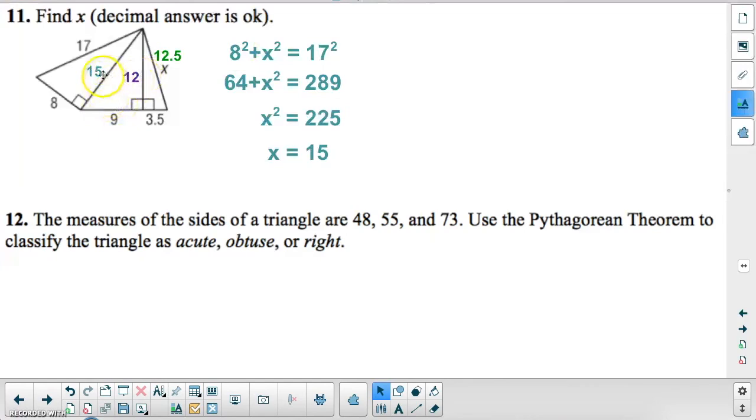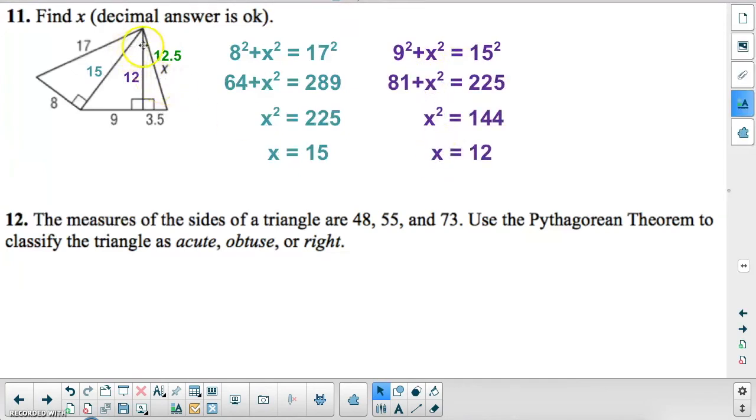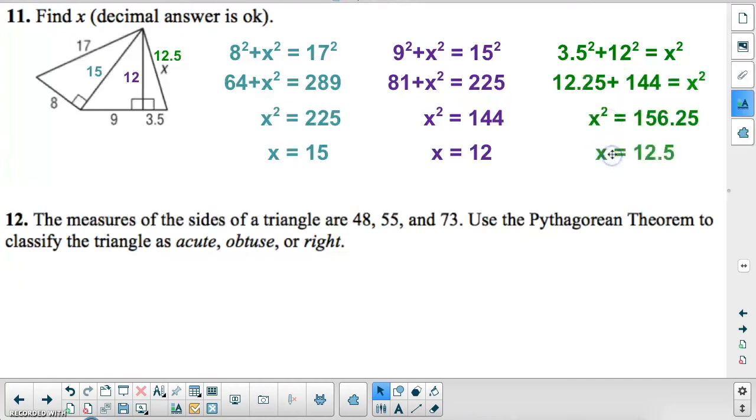For the next triangle, we're going to use the 15 as the hypotenuse, and we're missing the other leg. So we have 9 squared plus x squared equals 15 squared. Solving Pythagorean theorem for that triangle, we get that that missing piece is 12. Now we're going to use the 12 and the 3.5 as the legs for this final right triangle. So we have 3.5 squared plus 12 squared. Solving Pythagorean theorem for this one, we get 12.5. So our final answer is 12.5.